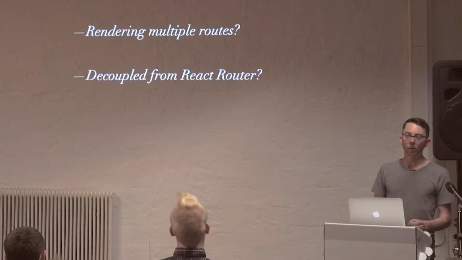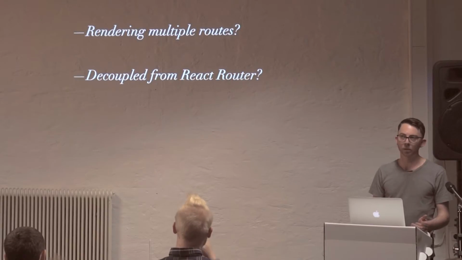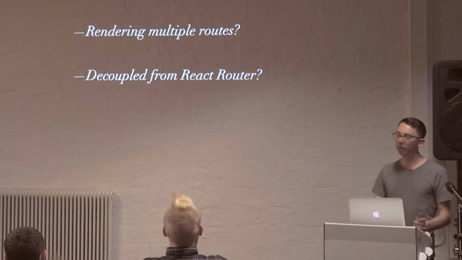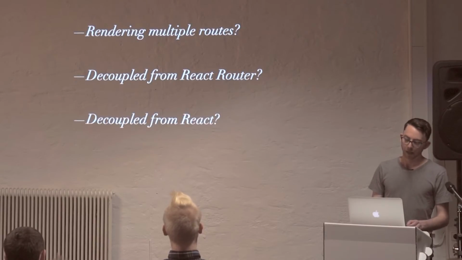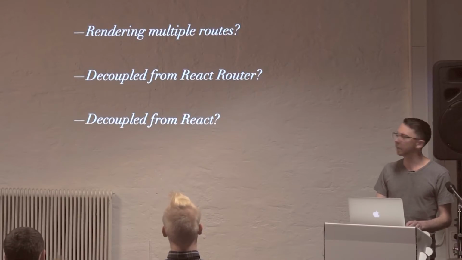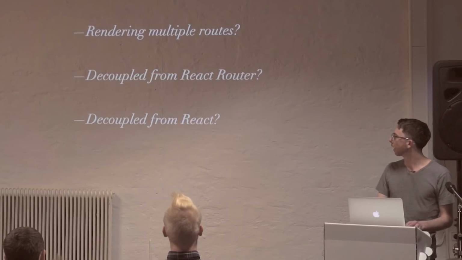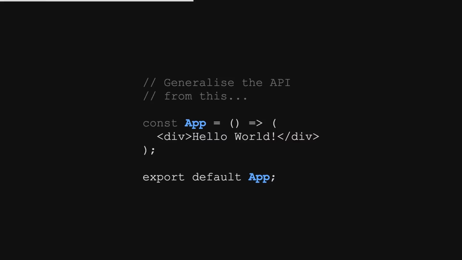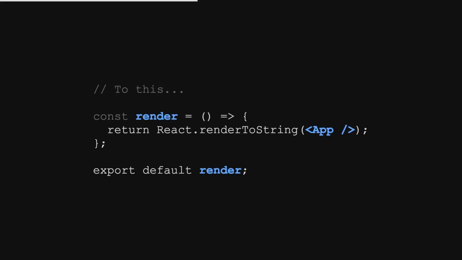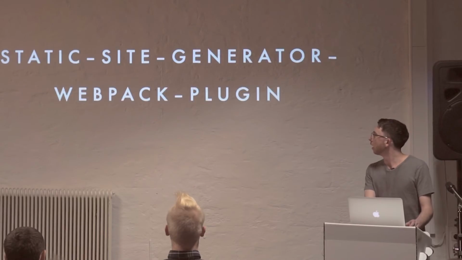I want to hook it into React Router some way, if that's what I'm using, but I definitely don't want to couple myself to React Router, especially with their API changes. And if I'm going down this path, how do we decouple from React as well? Basically, what I'm looking to do is generalize the API from this, where you're providing a React component, to a more generalized render function, where the contract is just a function that returns some HTML, whether synchronously or asynchronously.